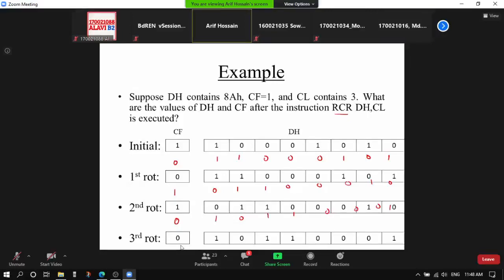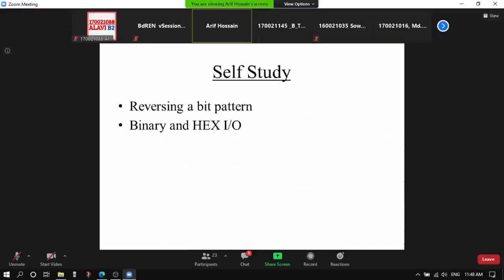All right. So is this example understood to everyone? Yes, sir. Any confusion, anyone? No, sir. Okay, so let's move forward.